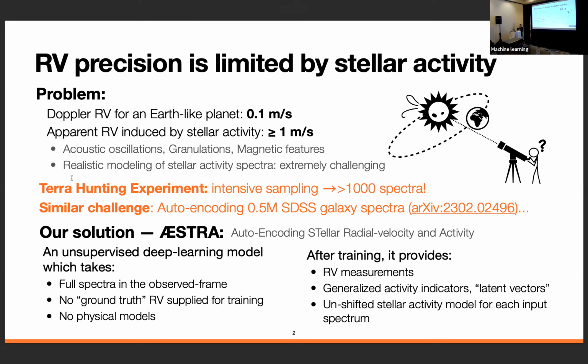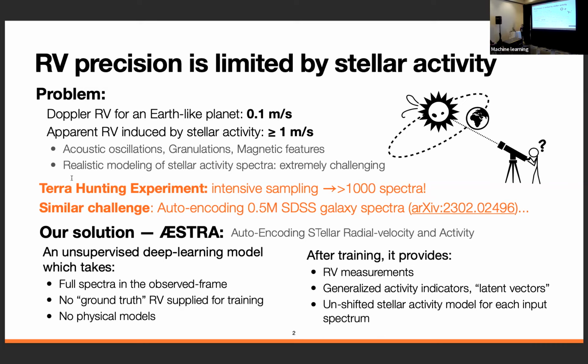Realistic modeling of activity on the stellar surface at the spectral level is extremely challenging, if not impossible. So how can we utilize the wealth of information contained in the full stellar spectrum? Well, as you can probably tell from my talk title, my solution is unsupervised deep learning. You might find it to be a crazy idea, but in the rest of my talk, I'll try to convince you that this is not that crazy to do.